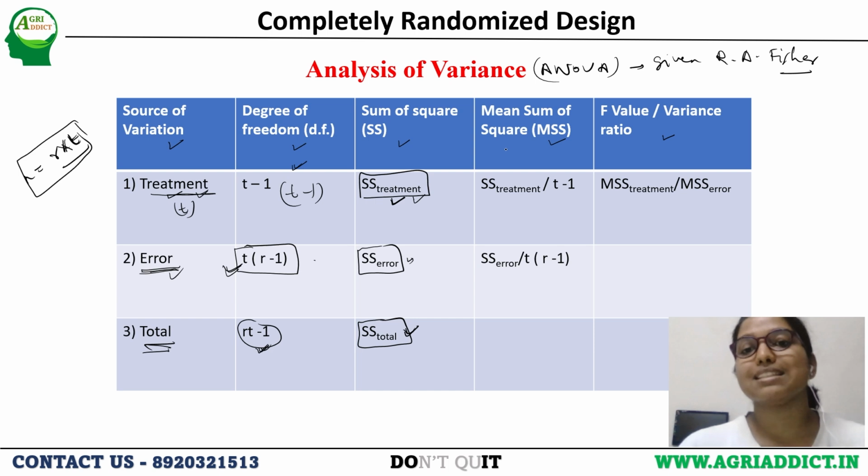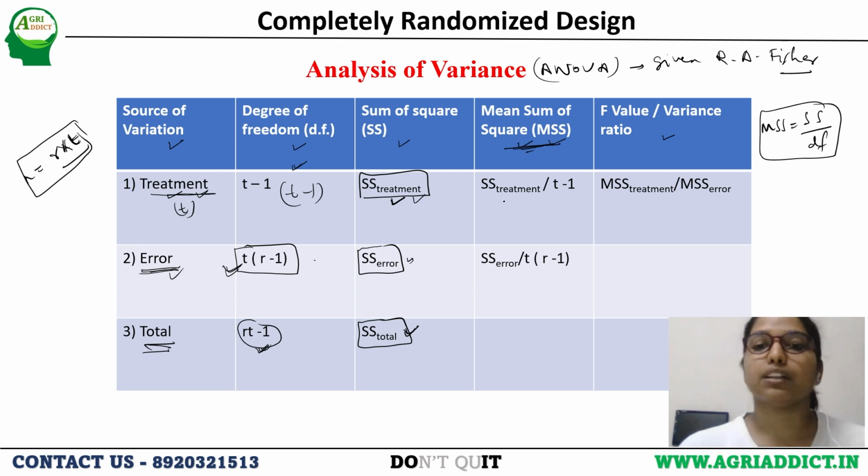Now the second is mean sum of square. How do we calculate it? Mean sum of square is sum of square divided by its degree of freedom. Say we have to find the mean sum of square of treatment: we do sum of square of treatment divided by the degree of freedom of treatment, t minus 1. Similarly, the mean sum of square of error is sum of square of error divided by t into r minus 1.